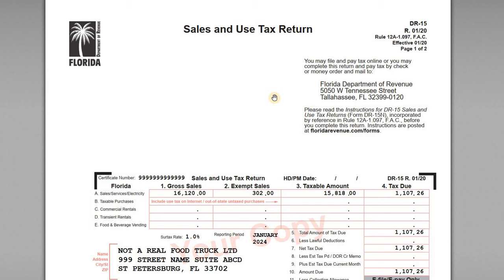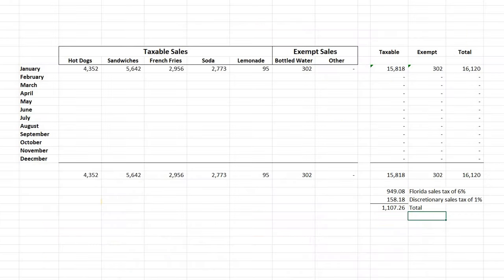So I've got the paper version of the form here. This can also be filed online with the Florida Department of Revenue site, but in this example we're going to look at a paper filing. So I've got the DR-15 here. We've also got the Excel workbook for our company, which separates the sales amounts. So we'll have a closer look at this.